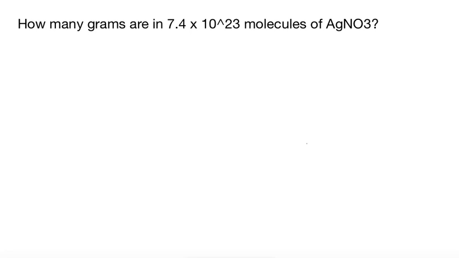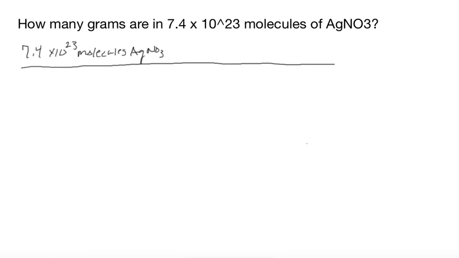Okay, in this video we are going to convert molecules of a compound into grams. Let's go ahead and start off with the first number that they give us, which is 7.4 times 10 to the 23rd. We'll put the units molecules of silver nitrate, AgNO3. Alright, so let's set up our fence post problem.